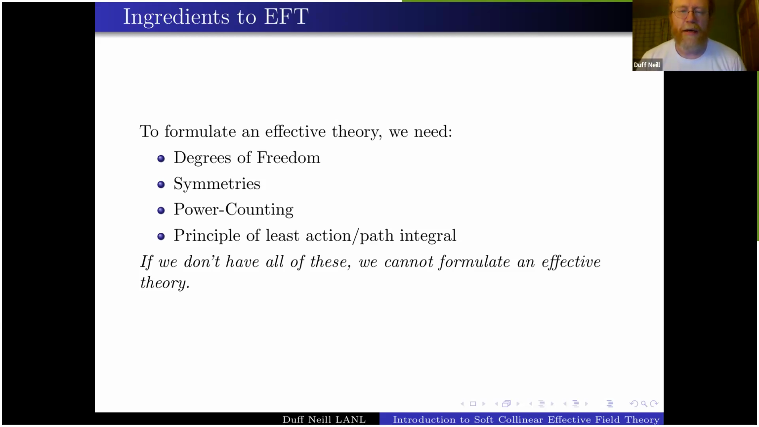And the main point is that if we don't have all of these ingredients, then we will be unable to formulate an effective theory. So in this talk, I'll be specifically focused on what are the degrees of freedom we need and symmetries, and what is the power counting when we're thinking about high energy scattering processes in quantum chromodynamics.